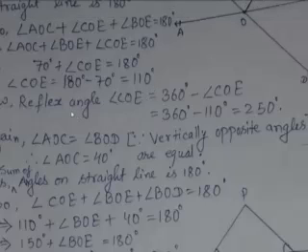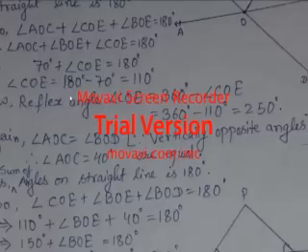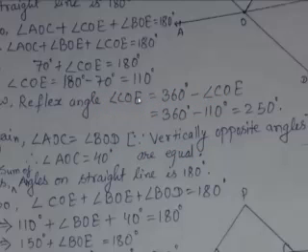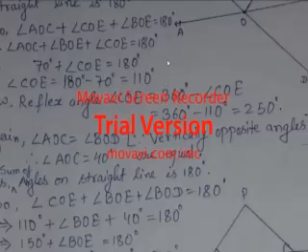Now it has been said to find not COE, but reflex angle COE. So what does reflex angle COE mean? The reflex angle of any acute angle or obtuse angle or other angle will be 360 minus the given angle. So 360 minus angle COE, and we had got COE value as 110 degrees. So 360 degrees minus 110 degrees is equal to 250 degrees, okay?